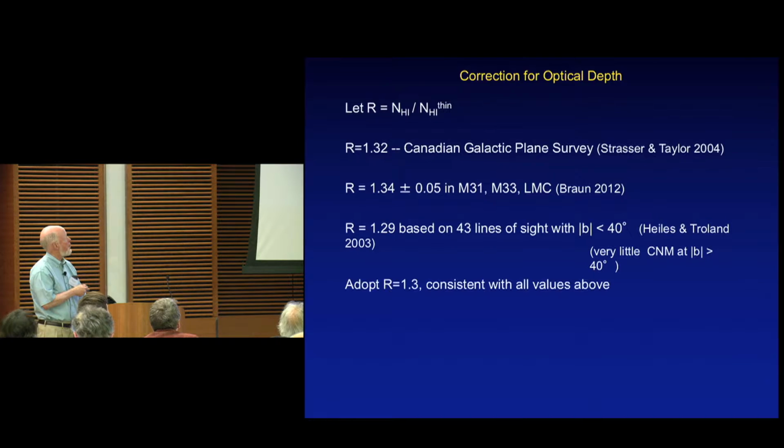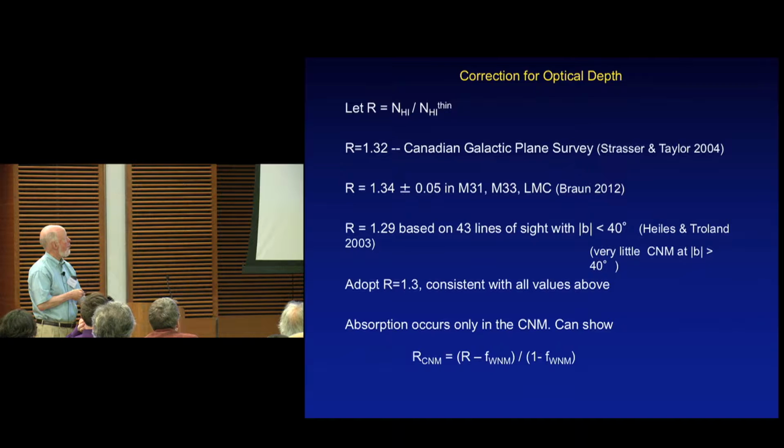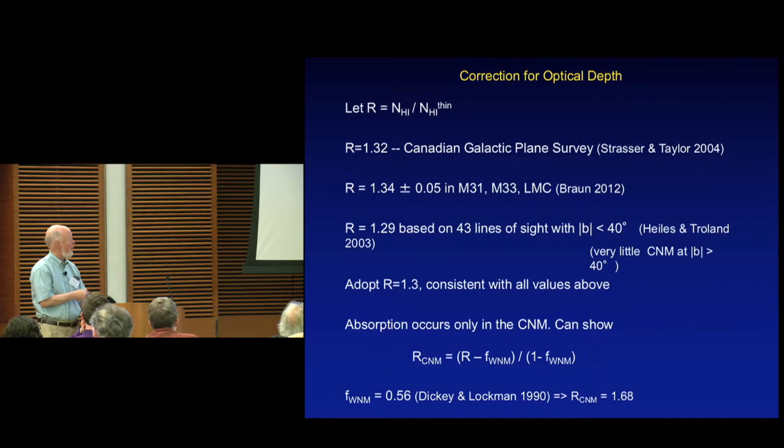So we went ahead and adopted a typical value of 1.3. Now, that is for all the H1. We know that the absorption is in the CNM, and so if you want to know the value of R for the CNM, you can show that you have to subtract off the warm neutral fraction. Using the result from Dickey and Lockman that the warm neutral fraction is about 56%, that says that for the CNM, the total ratio is 1.68.